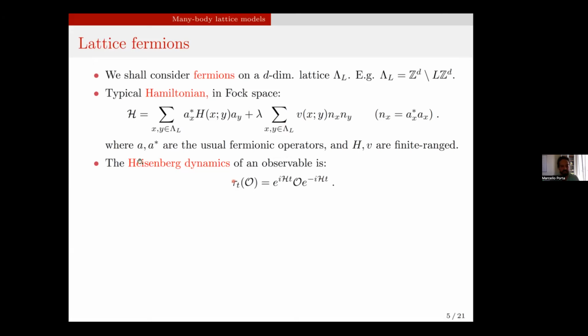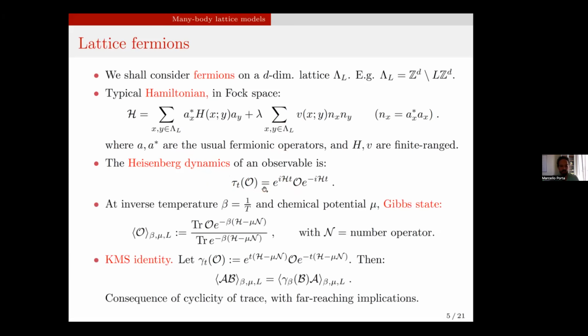This Hamiltonian generates an evolution, which you can see as an evolution for observables via the Heisenberg dynamics, as we all know. And also, once you have a Hamiltonian, you can introduce an equilibrium state, which is the usual grand canonical Gibbs state. This is parameterized by the inverse temperature and by the chemical potential, and it defines expectation values of observables. Another object I'm introducing here is the so-called Euclidean or imaginary time evolution of observables, which is defined here. It looks very much like the real time evolution when t is replaced by minus i t, and when the Hamiltonian is shifted by minus mu times the number operator.